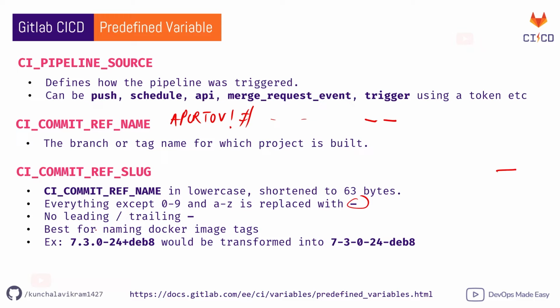And basically we use it for naming the Docker image tags. So let's say I have this as the reference name, probably the branch name or the tag name. Then this will be converted into, so dots will be replaced with a hyphen, because all special characters will be replaced, and again the plus will also be replaced with a hyphen. Any capital letters will be converted into lowercase.